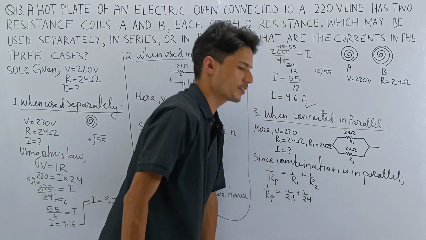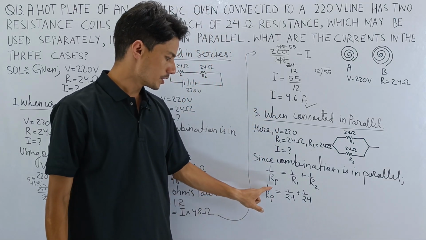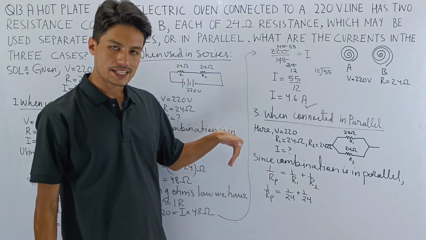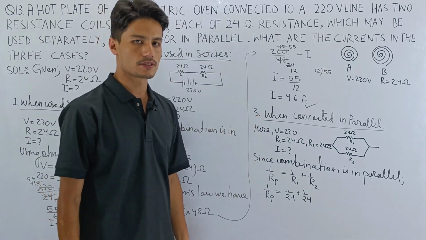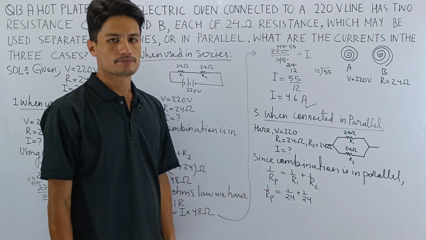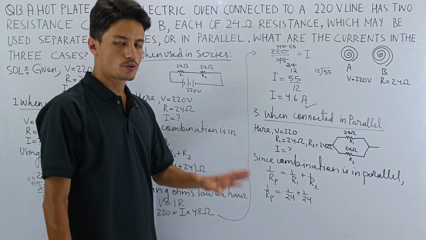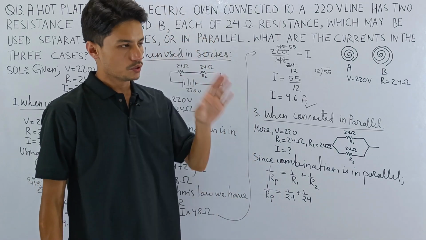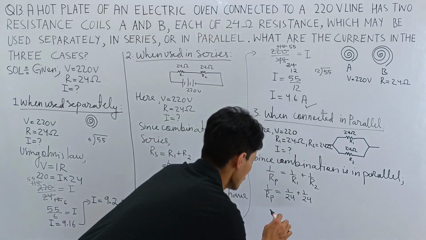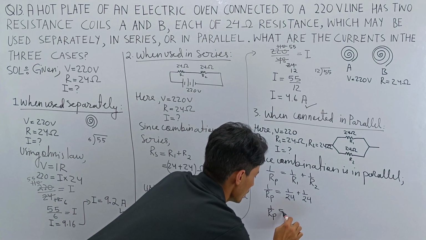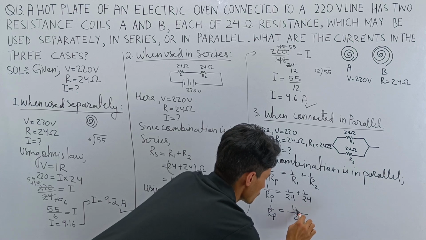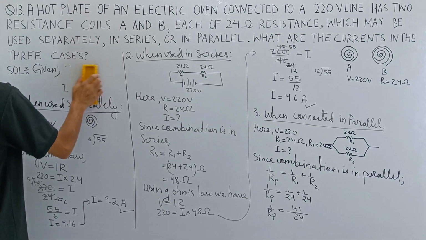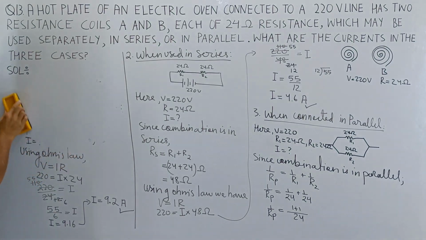Now a very important reminder to my dear students: whenever you are solving for parallel, do not skip this one. Always keep on writing the LHS, because later you have to go for cross multiplication. I see many students who don't write this and end up getting the wrong answer. Always keep writing 1 by Rp until you go for cross multiplication. So 1 by Rp, LCM is 24, so 1 plus 1. I think let's erase this. We don't have space, so let me erase this and do it here.